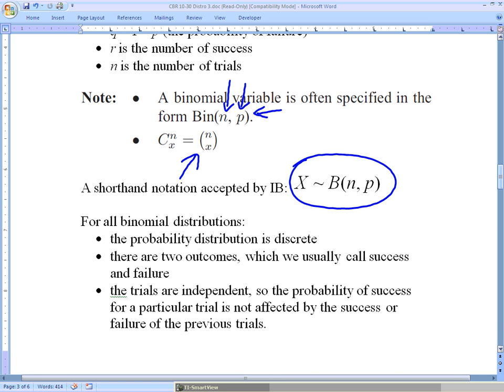For all binomial distributions, we're talking about discrete data, meaning you can only have whole number responses. It's not continuous, it's not measured. There are two outcomes, again, we call success and failure usually. The trials are independent, so the probability of success for a particular trial is not affected by the success or failure of the previous trials. So just a few things to keep in mind. And as you see more examples, this somewhat confusing slide will hopefully begin to make a little bit more sense.